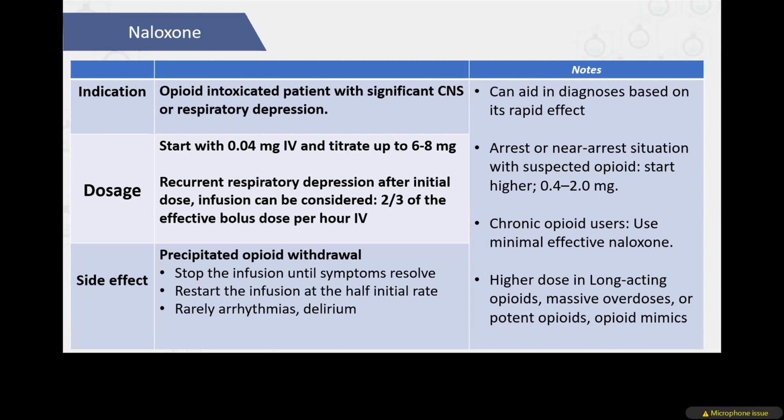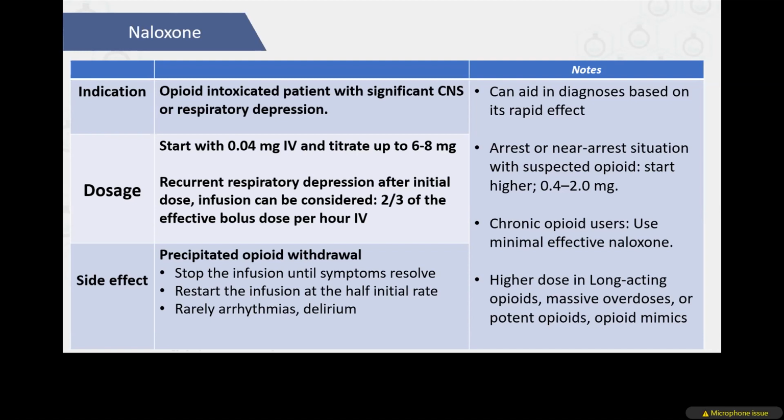So as I said, it has a rapid effect and can aid in the diagnosis. You can have some exceptions to increase the dose, like in arrest or near-arrest situations. With chronic opioid users, be careful, because you should use the minimal effective dose to avoid withdrawal. Also be careful with high doses, long-acting opioids, massive overdoses, and potent opioids like fentanyl. Also opioid mimics like clonidine.